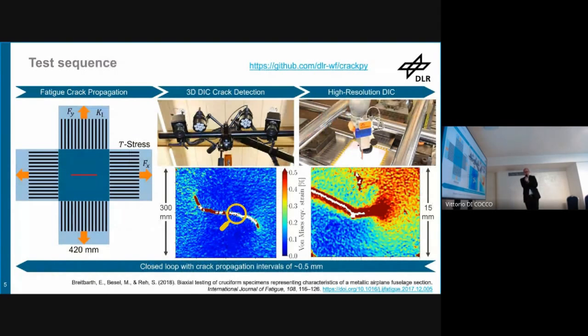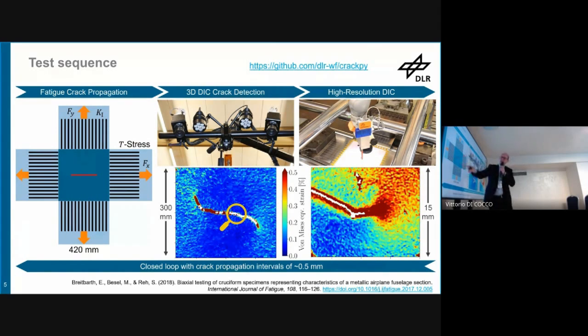The test sequence is divided into a crack propagation phase and an image acquisition phase. If we consider for this specimen a straight crack, then the force on the y-axis controls our K1, while the force on the x-axis is directly proportional to the T-stress of this straight crack. Then we load the specimen in this example with a constant amplitude and in-phase loading, and observe the propagating crack. At specific crack growth intervals, we stop the machine and take an image with the 3D system, which observes the whole testing area.